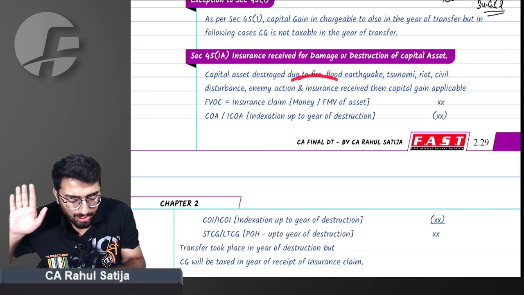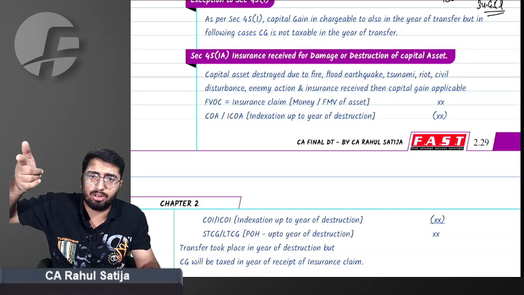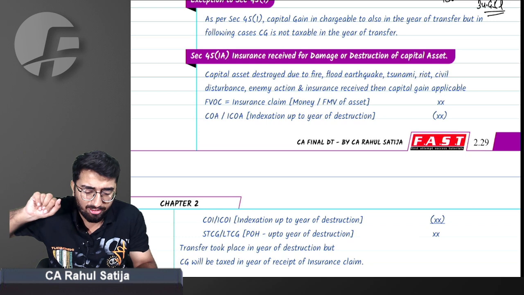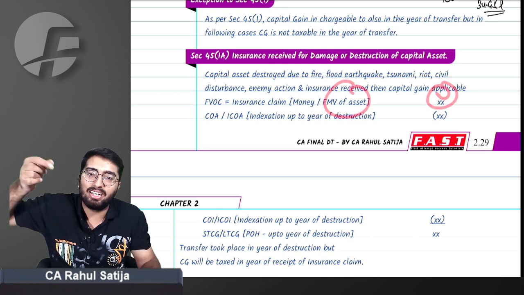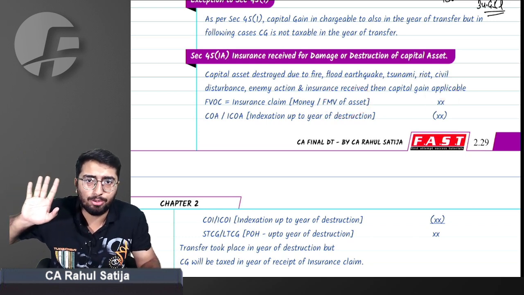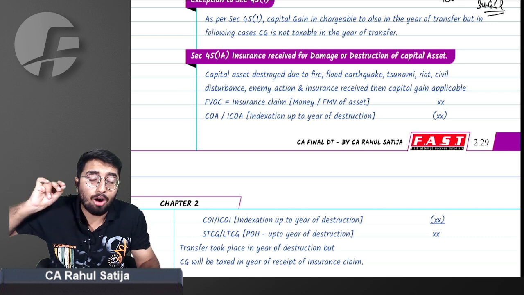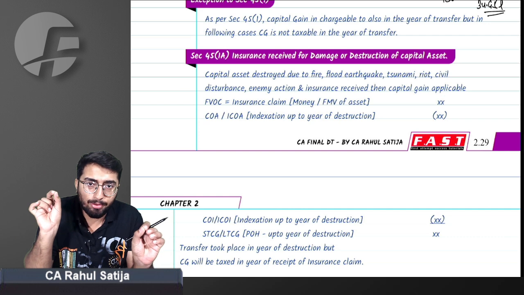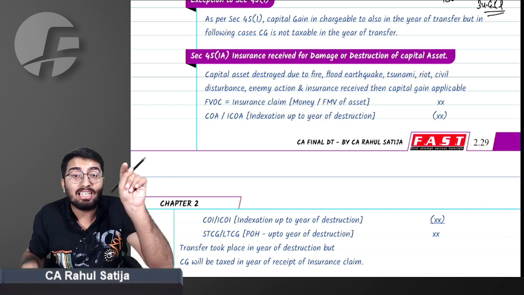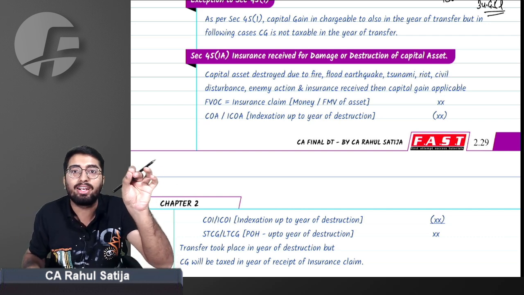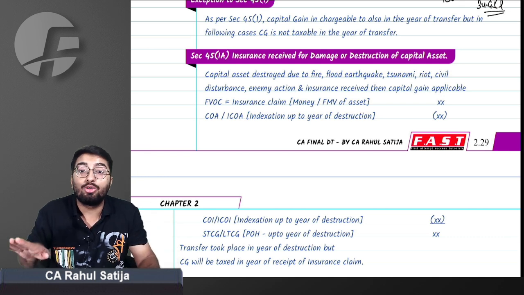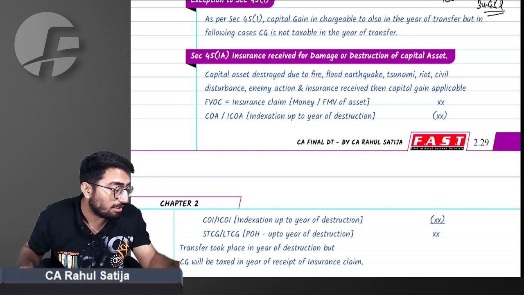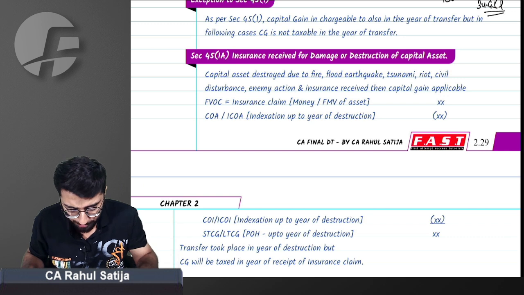You will be taking sales consideration as the amount of money received as insurance, or if you are receiving any asset, then FMV of that asset will be considered, and indexation and cost of improvement has to be reduced. For that matter, till how long will you be indexing? You have to index it from the year of acquisition till the year of transfer, that is the year in which asset got destroyed. Till then you have to index. You don't have to index till you receive the compensation.